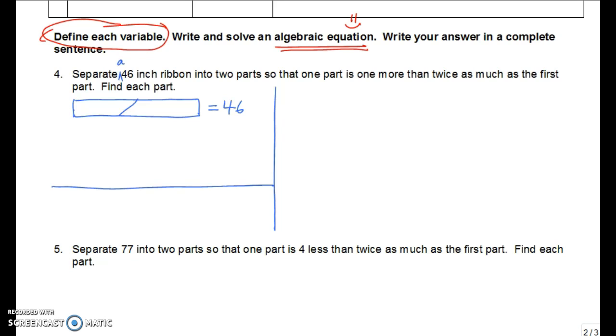Okay, here's my ribbon. It's 46 inches long. I'm going to cut it into 2 parts. I'm going to use a slanted line so I'm not implying that it's cut in half. It's 2 parts. How long is the first part? We don't know, so we're going to call it x. And I'm going to write my first let statement. Let x equal the first part.